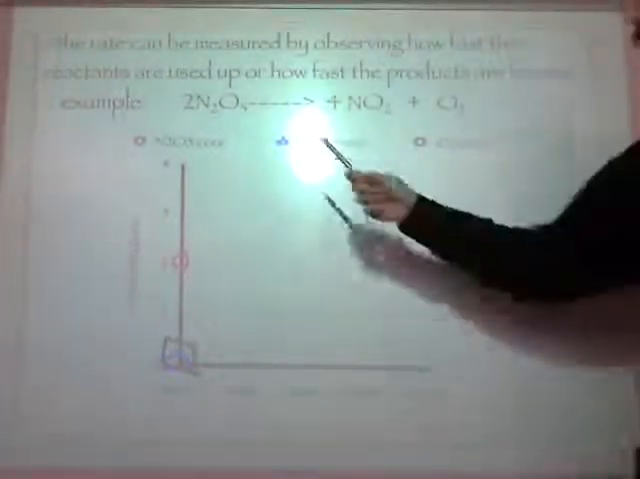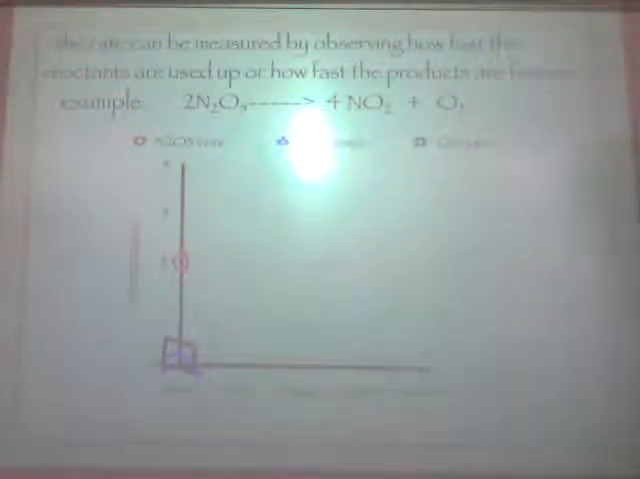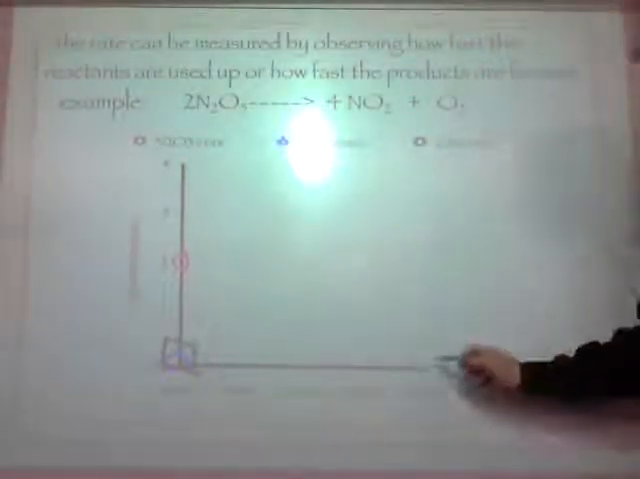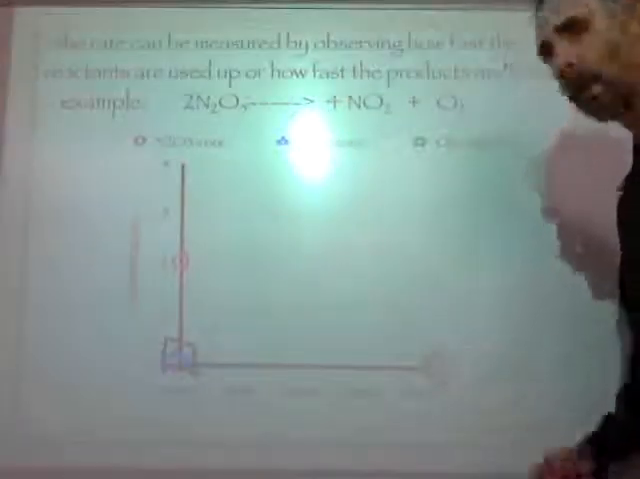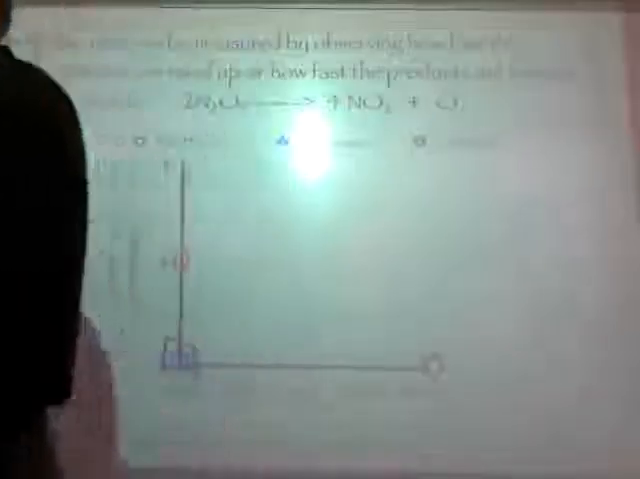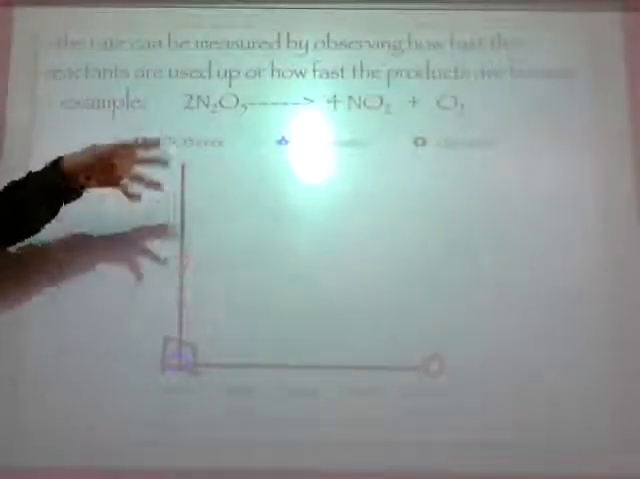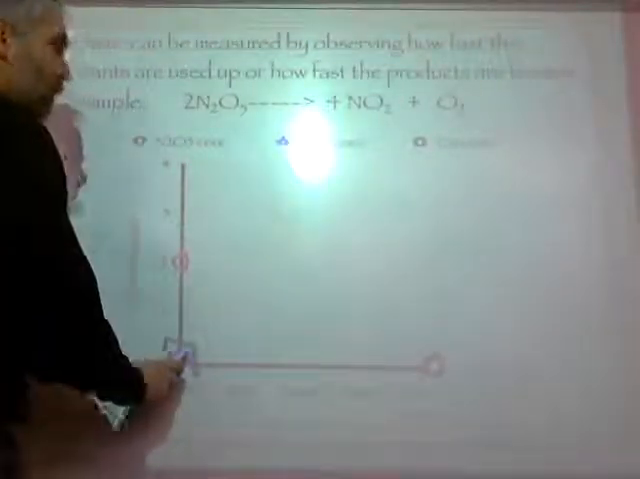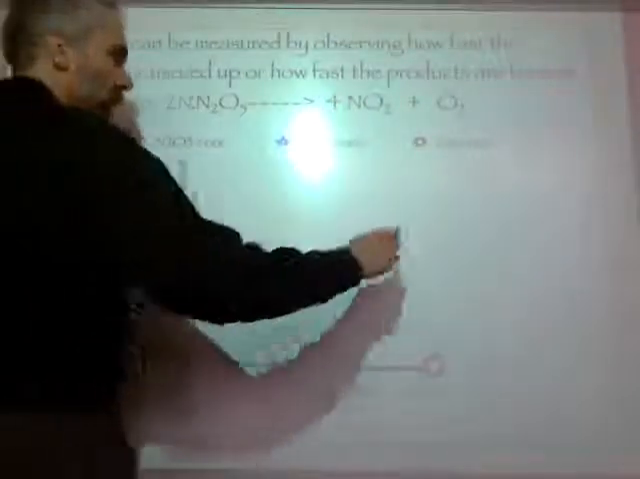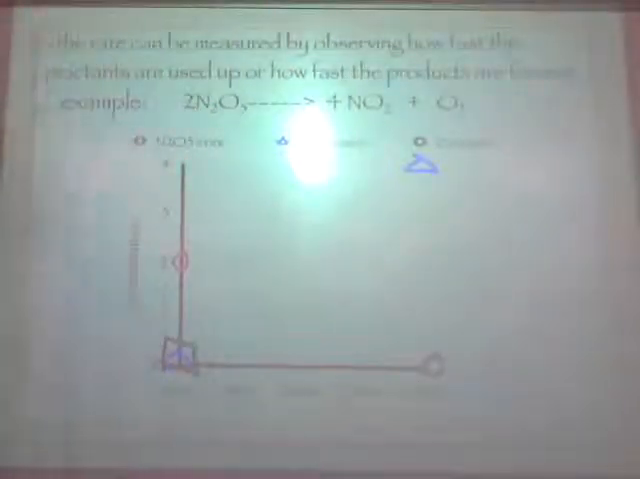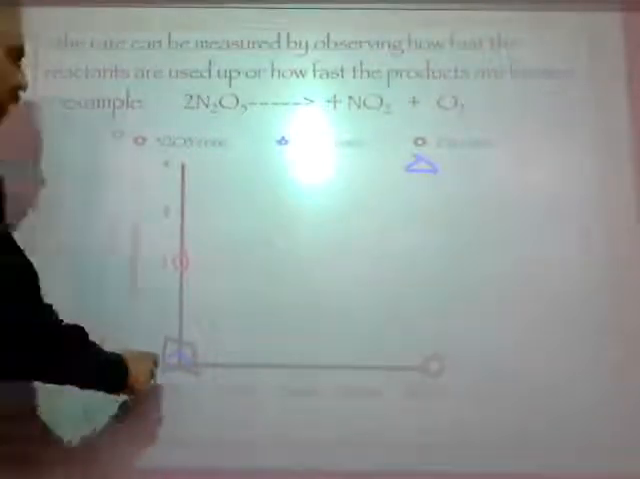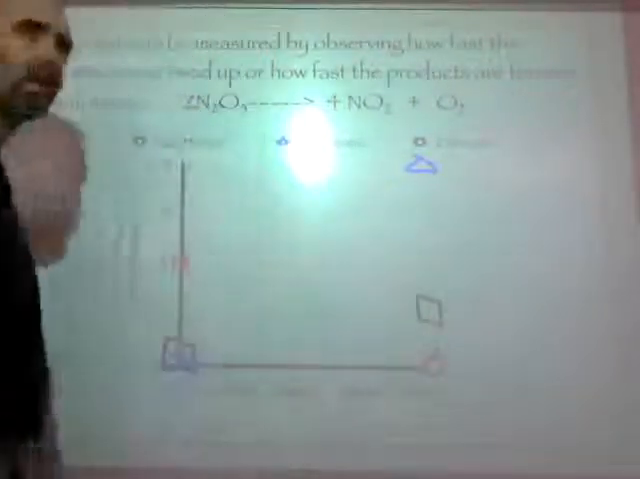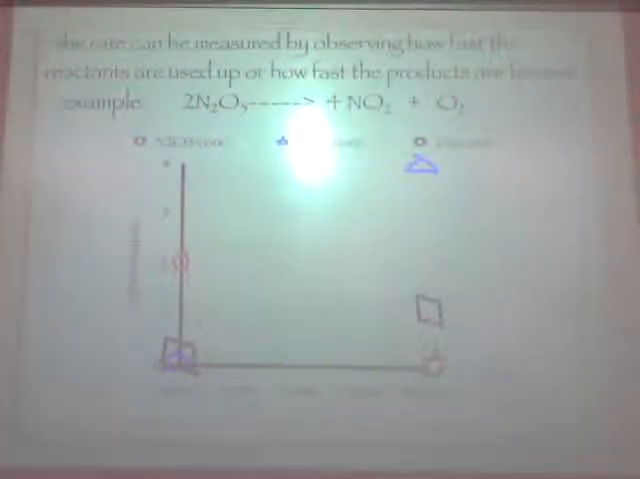When I'm all done, I'm going to end up with NO2 and O2. So when I'm all done, where will my red circle be? Assuming time 4 is the end of the process, I'll have a red circle down here. And where will my blue triangle be? Everybody agree it'll be up here at 4? And my black square will be right there. Got it?